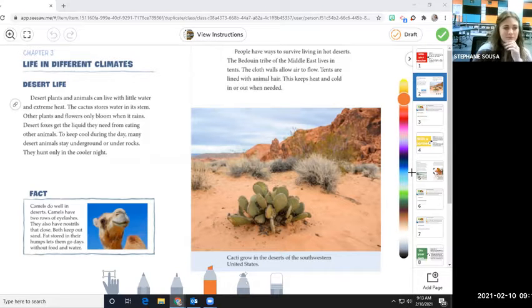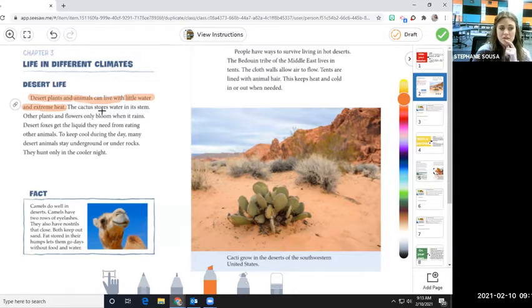All right, here we go. Desert life. Have your highlighter ready. Desert plants and animals can live with little water and extreme heat. Hey, little water is the precipitation. Extreme heat is the temperature. Let's go ahead and highlight that. Desert plants and animals can live with little water, so they don't need a lot of rain, and extreme heat. Okay, so that's how the temperature can affect them.